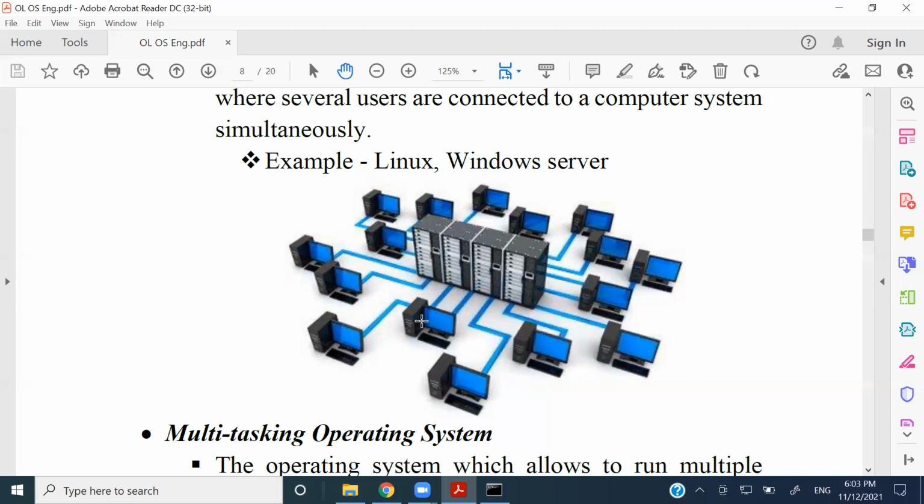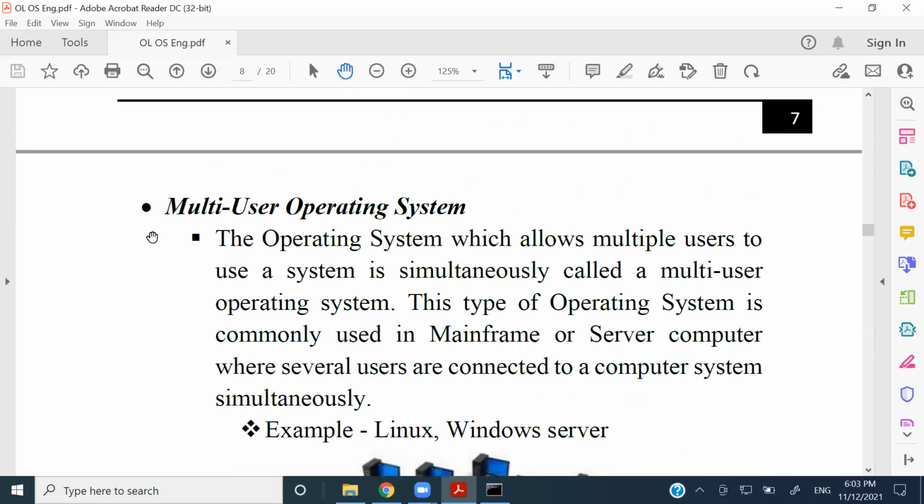So these kinds of operating systems are called multi-user operating systems. Multi-user means several users will be using an operating system simultaneously. That means at the same time, right?